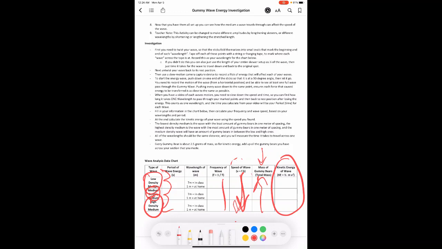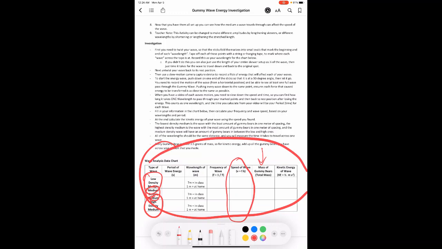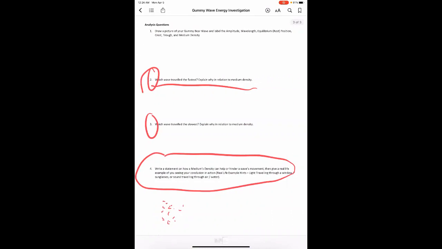If you did not do the activity or you don't have good data to be able to use, just use this video and use the information on here to make your calculations for the wave analysis data chart that you're turning in. Ultimately, what I want to see you guys turn in is the wave data chart ready to turn in, and then also the analysis questions. Feel free to write them on a separate piece of paper.